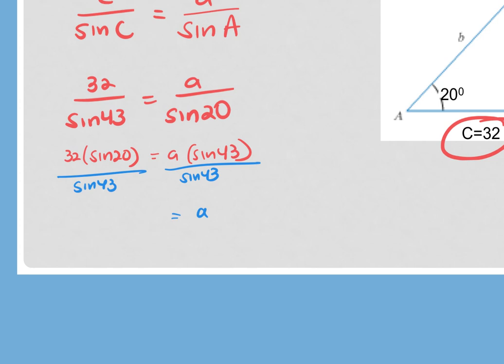Be careful if you're going to do it step by step, I would do 32 sine 20, hit enter, then divide it by the sine of 43. If you want to put it in fraction form, you totally can.